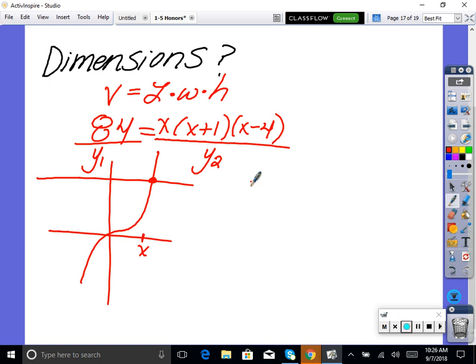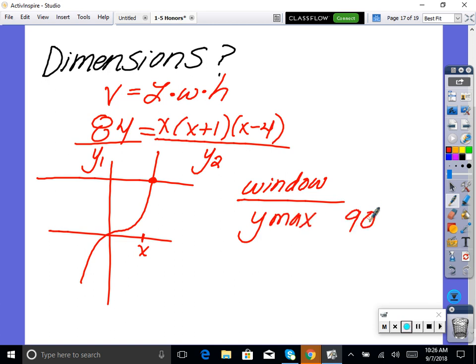Your window would need to be at least as high up as 84. So you go to y max and make it something larger, like 90. You don't need to change everything equally. You know that, right? Just change y max to 90. Now you do have to be able to visibly see with your eyeballs where the intersection point is. If not, you might need to change your x-axis further out.